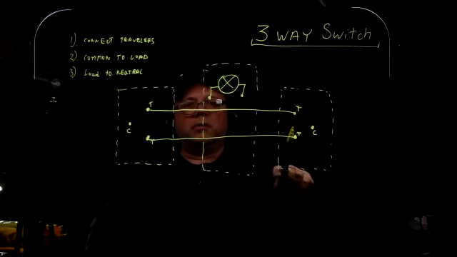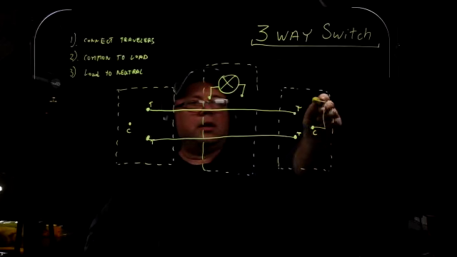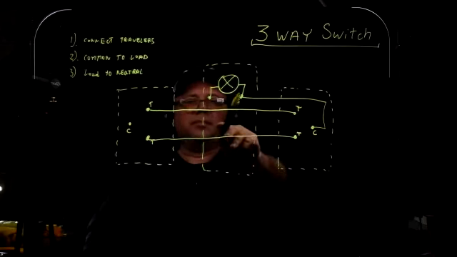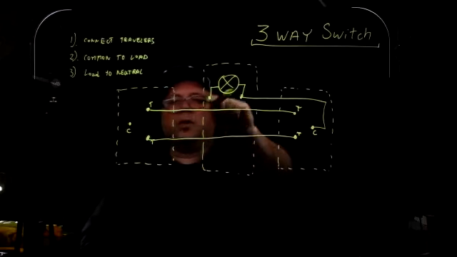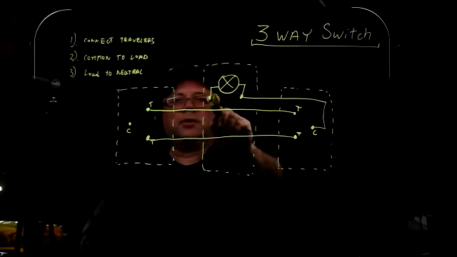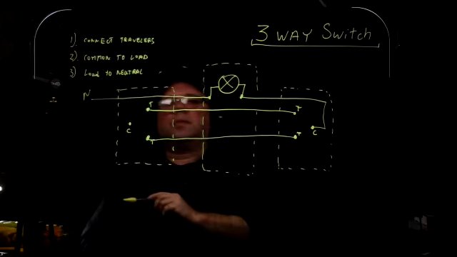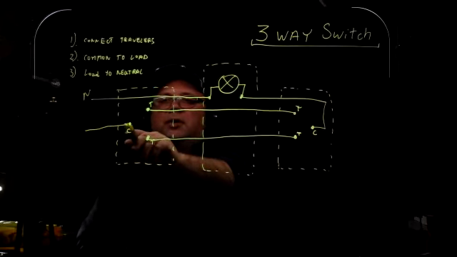Then we're going to grab the common from one of the switches and connect that to the load. So we're just going to go that way here and connect it to the load. So that's going to be the hot terminal of the load. And then the other load to neutral. Right? So it's going to leave this box, go through this box here and connect to neutral. And of course, the ground is going to be connected right here.